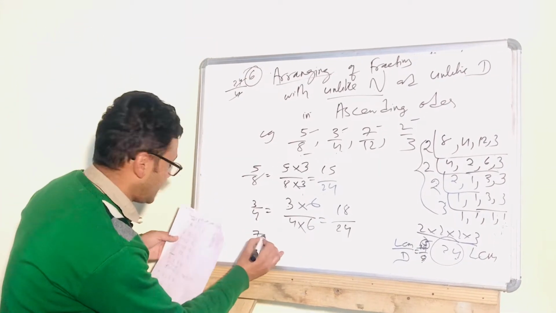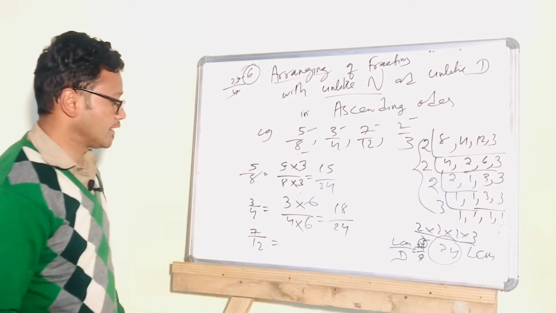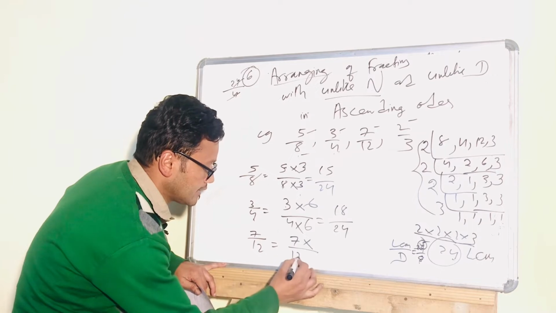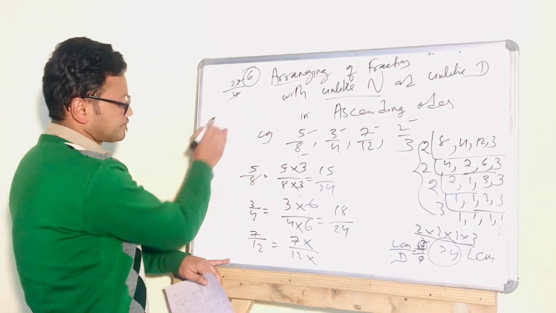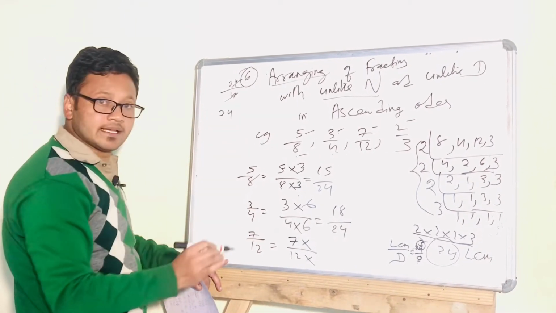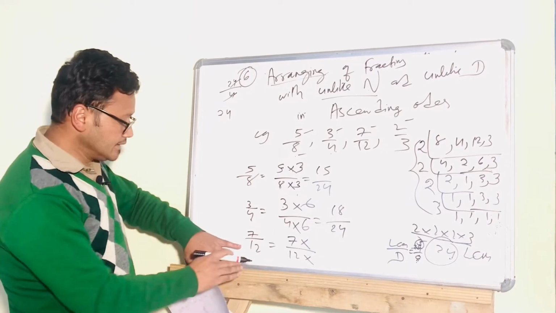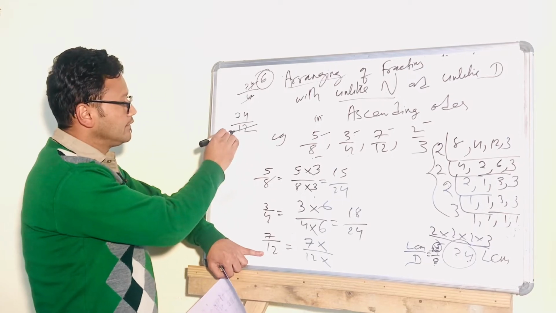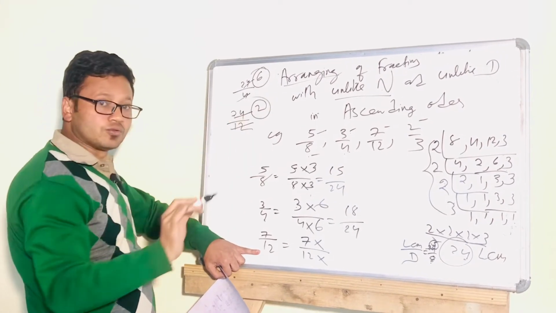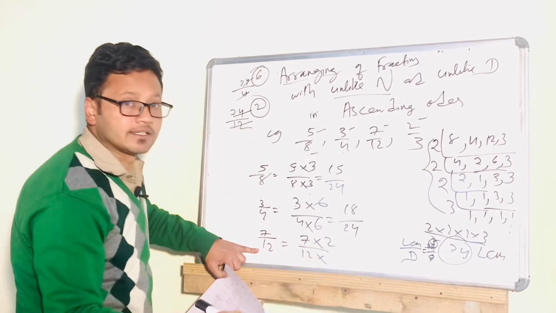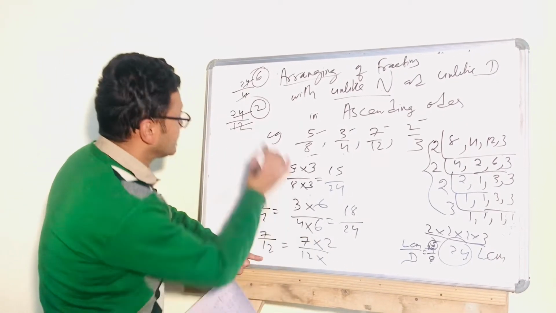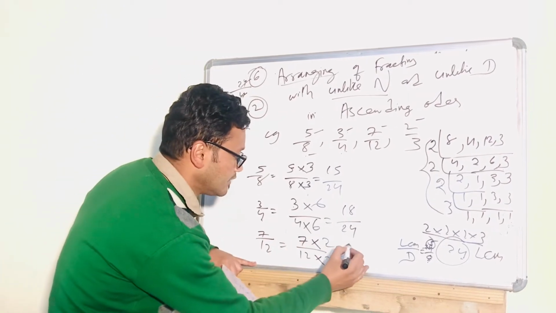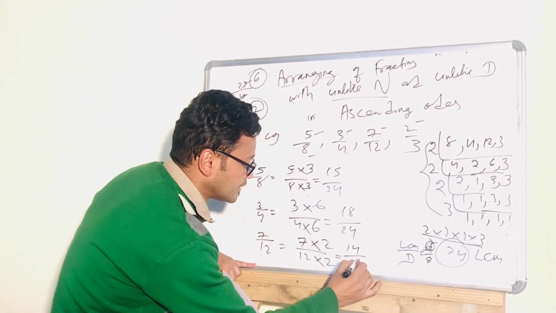Now 7 by 12. Write down 7 multiplication, and again 12 multiplication. Again 24 is the LCM. Now the denominator is 12. 12 1s are 12, 12 2s are 24. Write this 2 in the numerator part and again that 2 in the denominator part. It's very simple: 7 2s are 14, then 12 2s are 24.